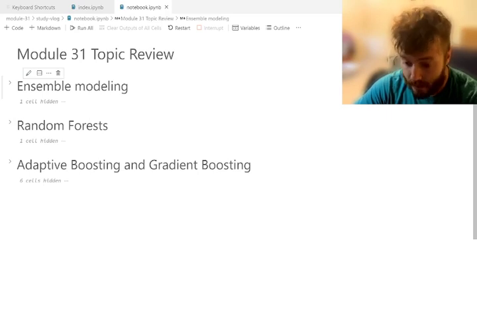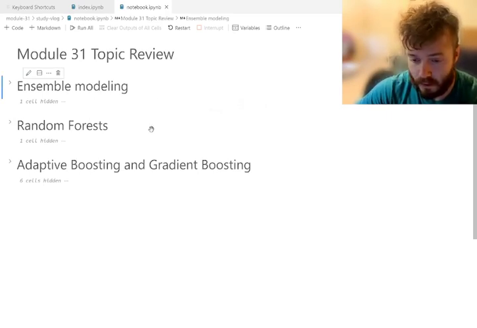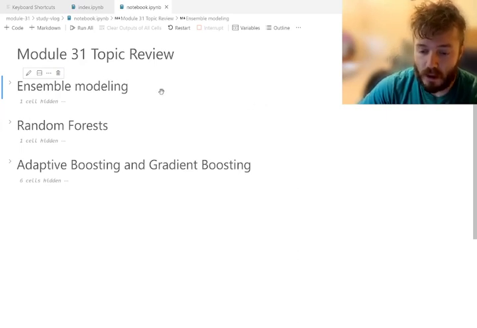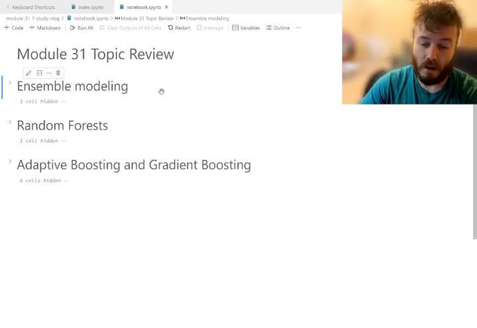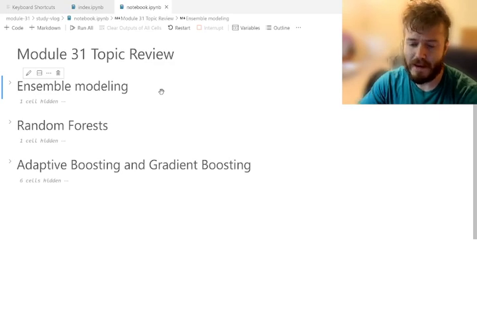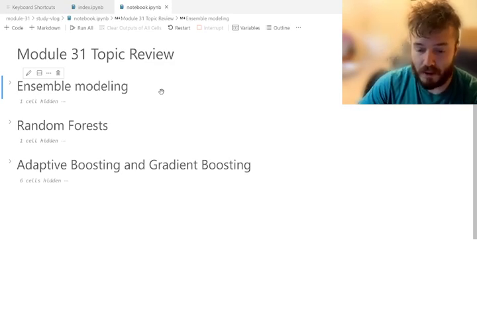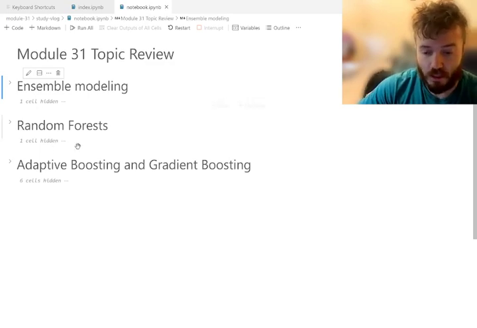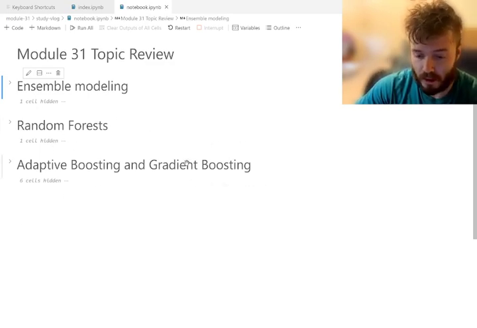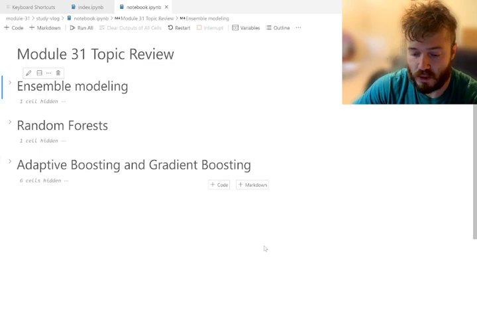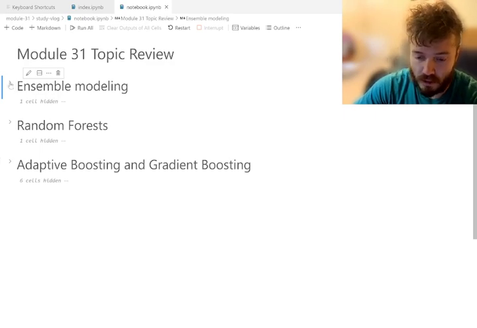Let's get into the notebook. We're in Module 31. Today we're going to talk about ensemble modeling methods. I'll explain what that is in just a moment, and some particular types of ensemble models. You see them titled right here: random forest, adaptive boosting, gradient boosting, and so on.